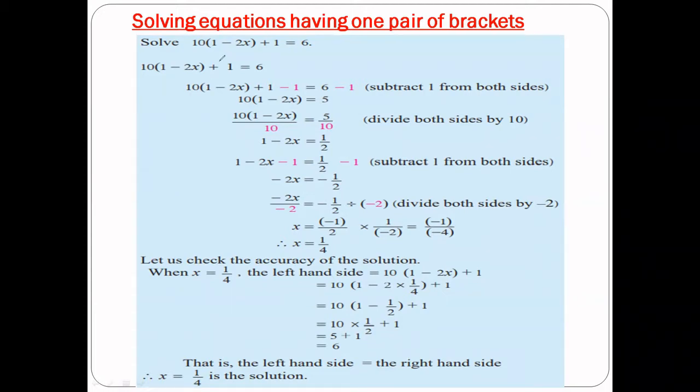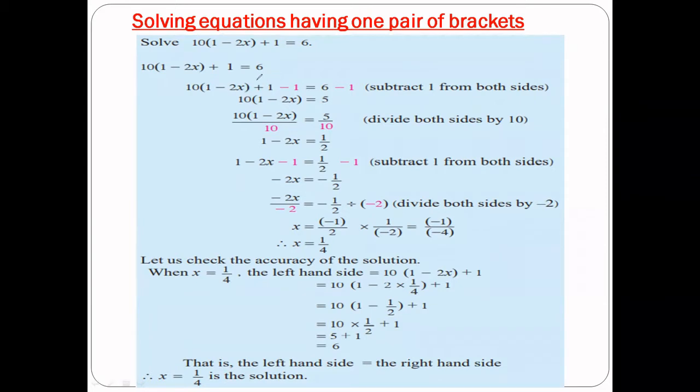Solve 10 brackets 1 minus 2x plus 1 equals 6. How to solve this equation? First, here there are two terms. This is one term that is combined. This 10 and 1 minus 2x are combined with this bracket. There's a multiplication in the middle. That is one term. This is the other term. Both terms are combined by this plus sign.